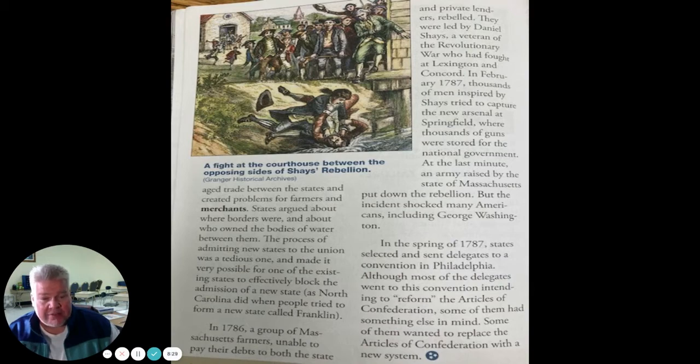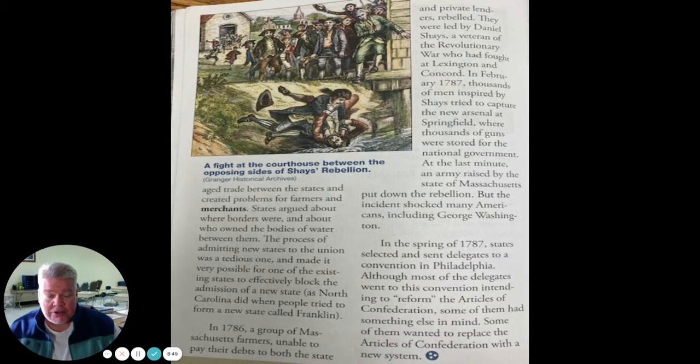In the spring of 1787, states selected and sent delegates to a convention in Philadelphia. Although most of the delegates went to this convention intending to reform the Articles of Confederation, some of them had something else in mind. Some of them wanted to replace the Articles of Confederation with a new system.